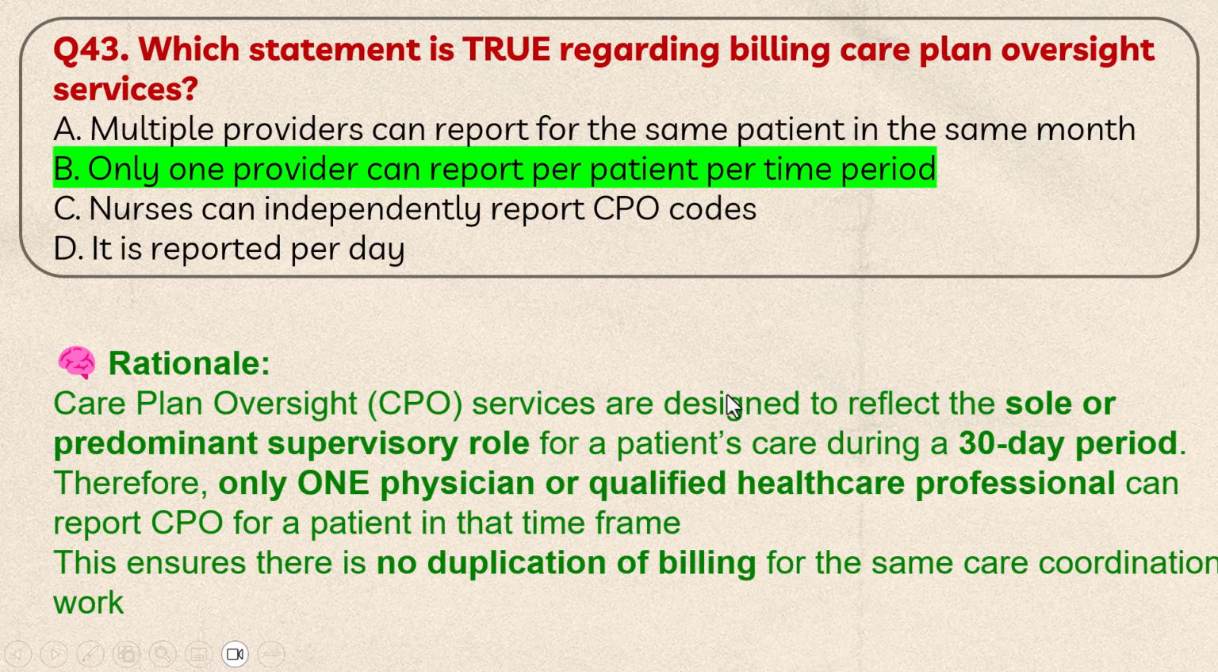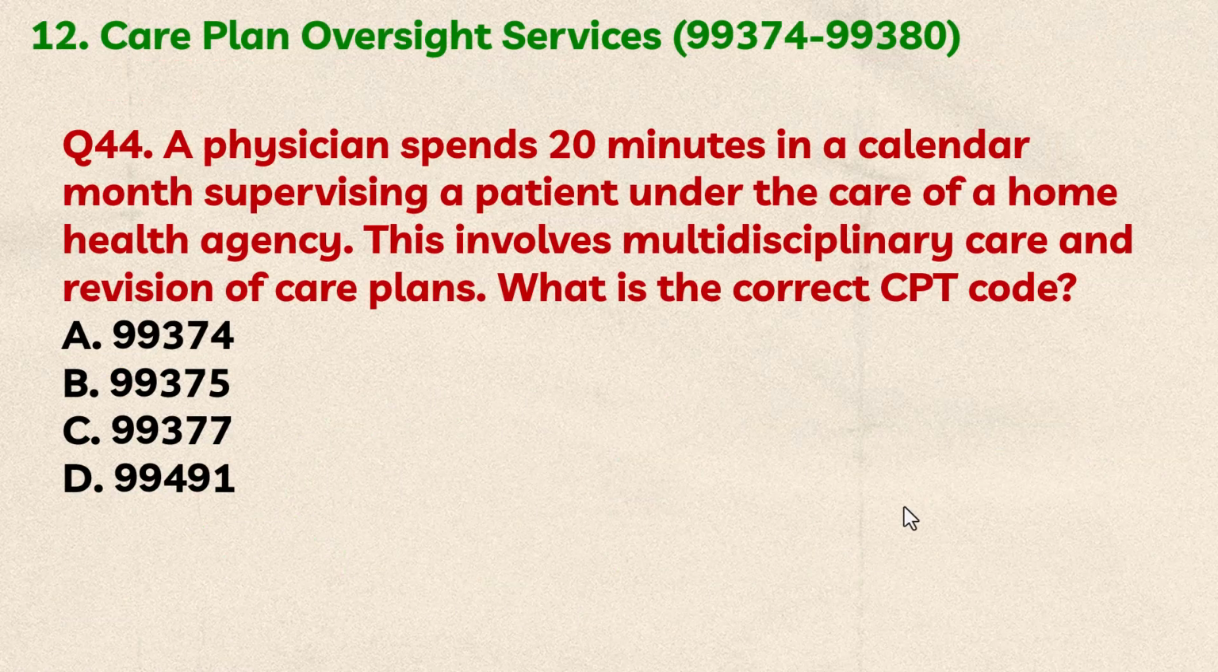Care plan oversight services are designed to reflect the sole or predominant supervisory role for a patient's care during a 30-day period. Therefore, only one physician or qualified healthcare professional can report CPO for a patient in the time frame. This ensures there is no duplication of billing for the same care coordination work. Question number 44. This is a coding type question. A physician spends 20 minutes in a calendar month supervising a patient under the care of a home health agency. This involves multidisciplinary care and revision of care plans. What is the correct CPT code?